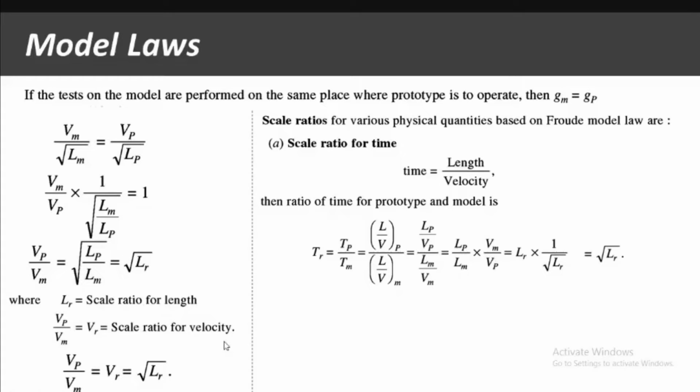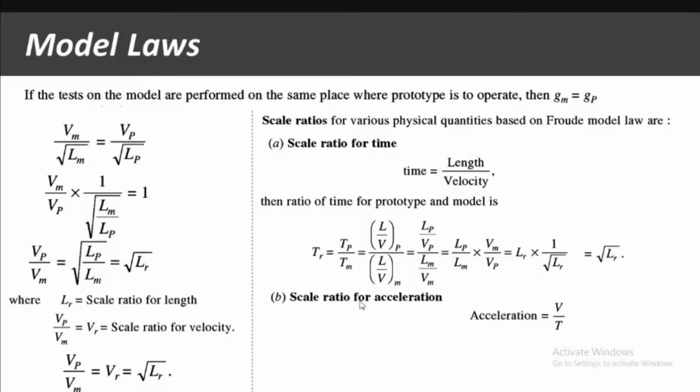Now we know velocity ratio is root of Lr, so it will be 1 upon root of Lr. Finally, root will cancel with this, so we will have under root of Lr. Okay, so time ratio is under root of Lr. Velocity ratio is also under root of Lr. Therefore, we can say velocity ratio equals time ratio.